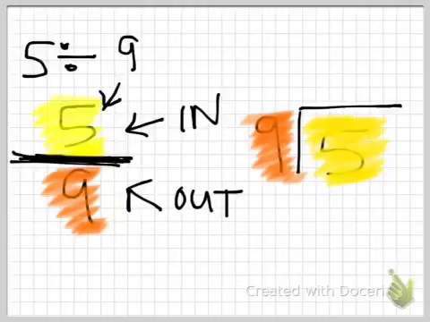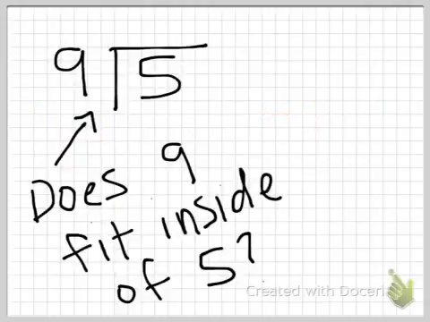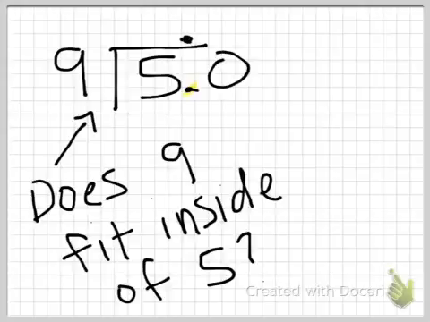Then the next thing that you're going to ask, every single time, is what's the question that you're going to ask? If we have our 9 outside, you need to ask, does 9 fit inside of 5? And you go from there. If it does not, remember, you add the decimal. You add it here, you've got to add it up here. Make sure you do that, and then you can add your 0.